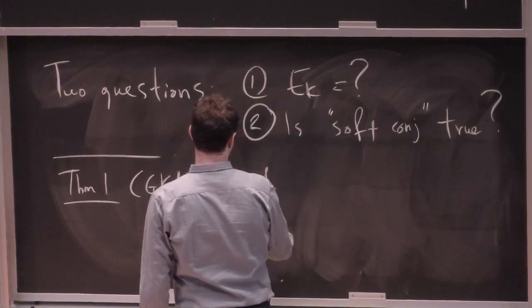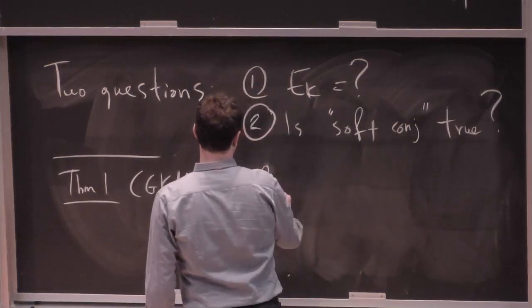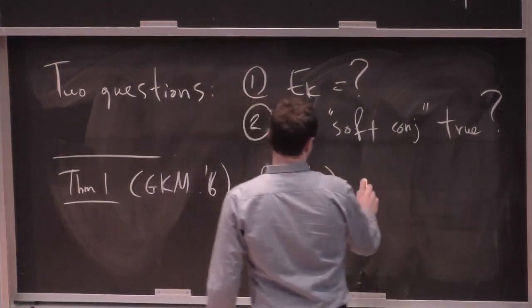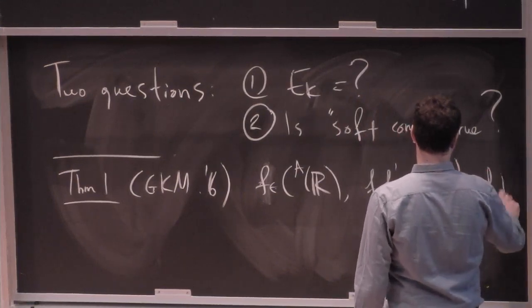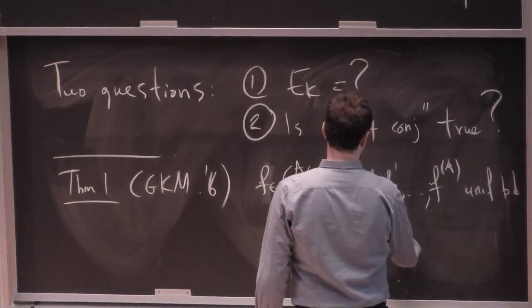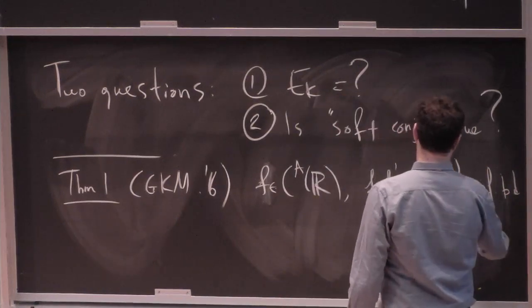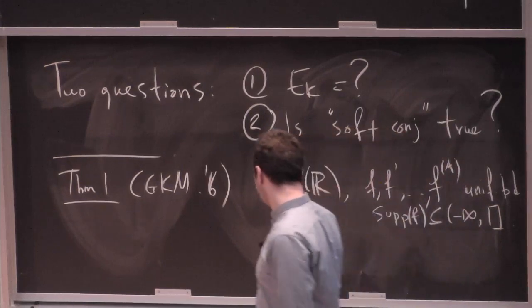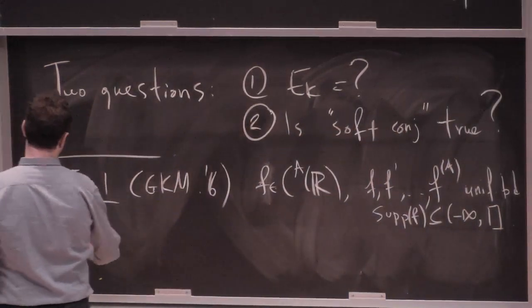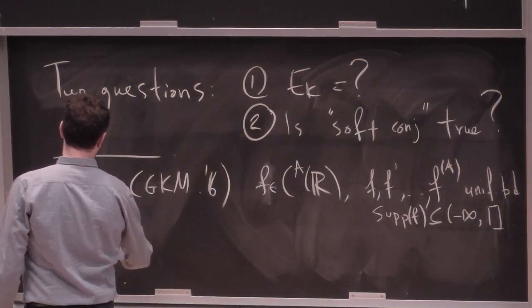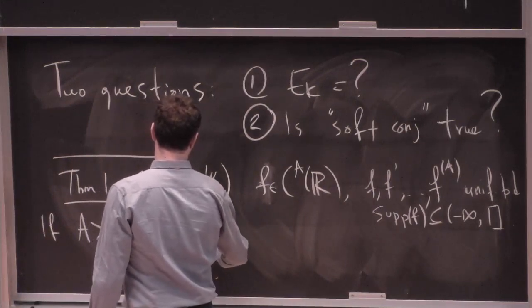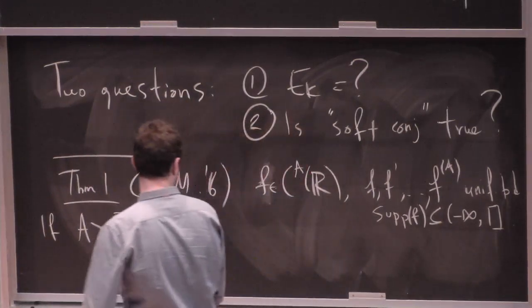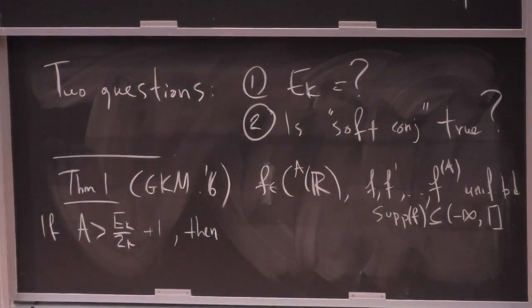So assume that you have some f that is in C^∞ of R, and assume that all the derivatives are uniformly bounded. And also that it's supported up to -1. If A is at least e^k over 2k+1, then the following happens. I have this board.